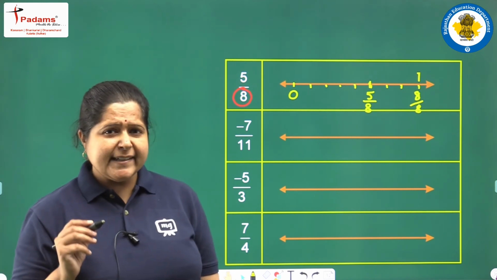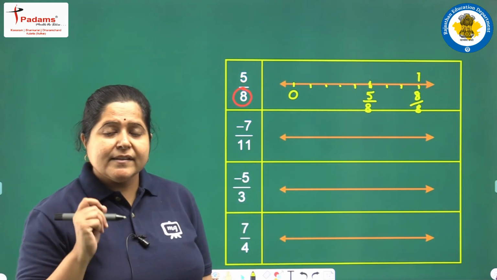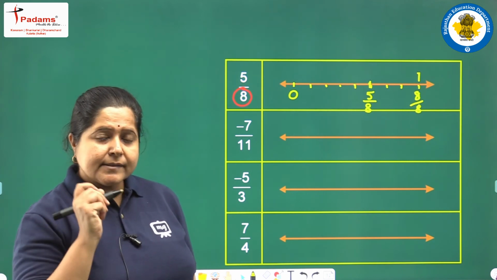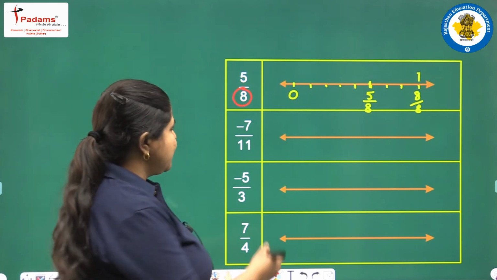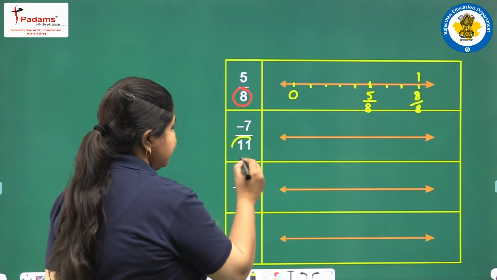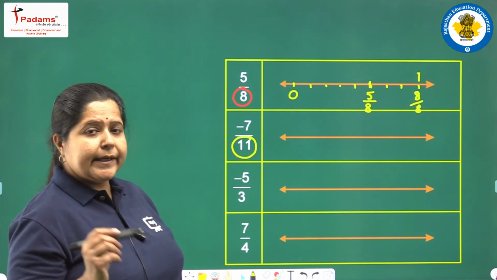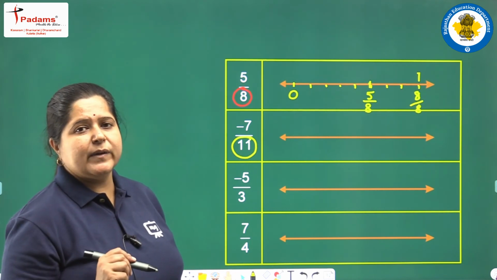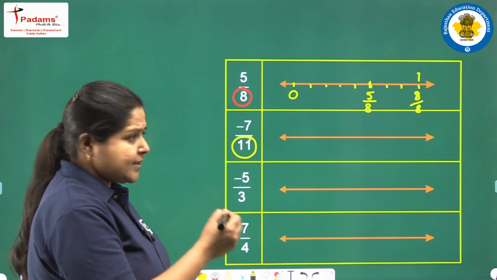Now you may find it difficult to mark 7 points in between with equal distance. Children do feel it difficult to mark equal points in between. So one easy way is to do, let us think here, the denominator is 11 and now we will have to divide 0 to 1 into 11 parts by marking 10 points in between. That becomes very difficult. So we can follow this process also.